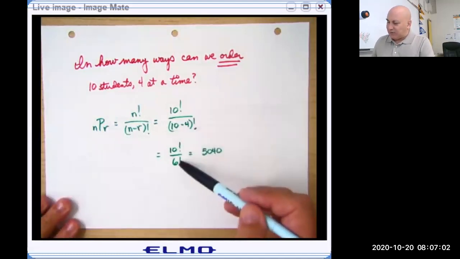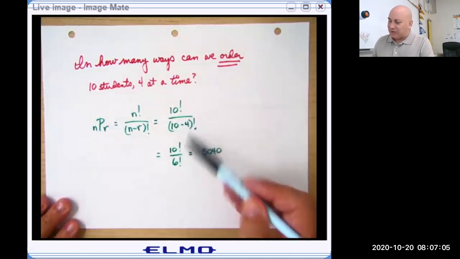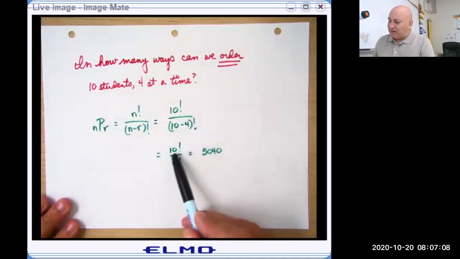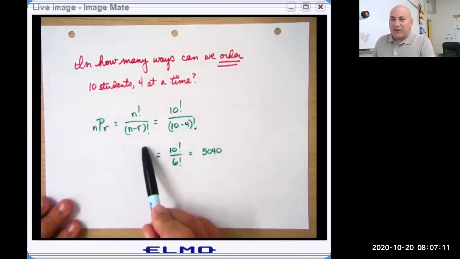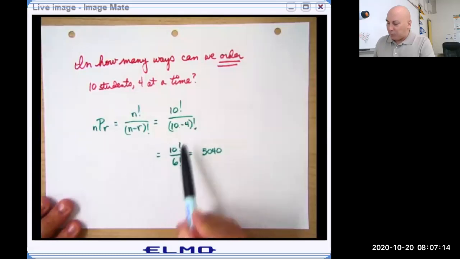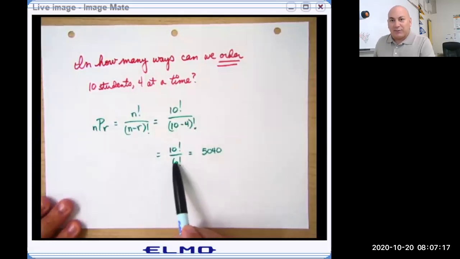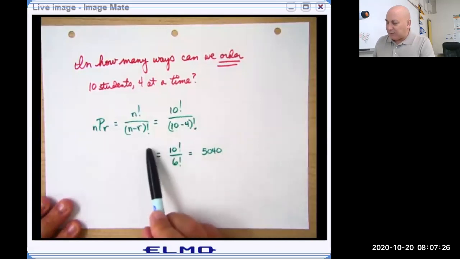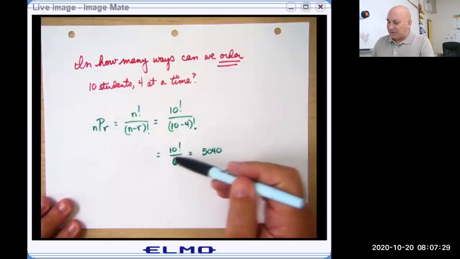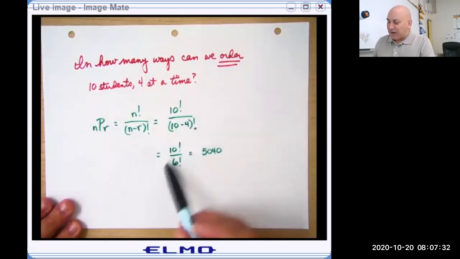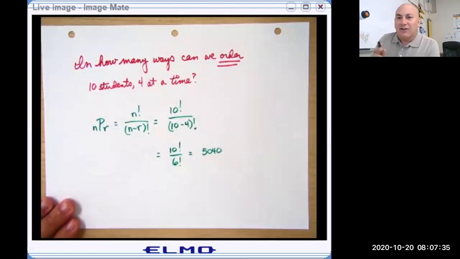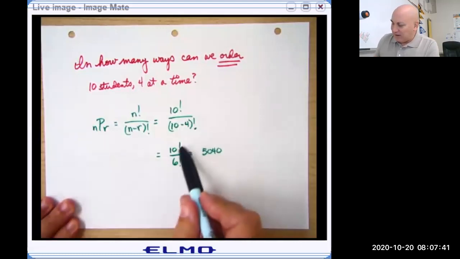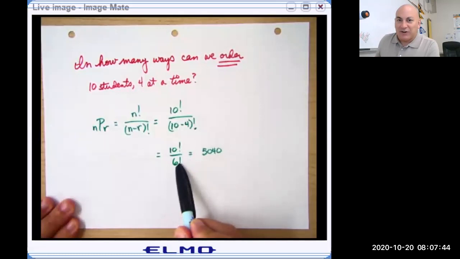10 minus 4 is 6, so this denominator is 6 factorial. And then 10 factorial is 10 times 9 times 8 times 7 times 6 times 5 times 4 times 3 times 2 times 1. 6 factorial is 6 times 5 times 4 times 3 times 2 times 1. So even if you don't have a factorial button on your calculator, you could simplify this to 10 times 9 times 8 times 7, because the 6 factorial cancels with the above. In fact, you could think of 10 factorial as 10 times 9 times 8 times 7 times 6 factorial, and then that cancels with the 6 factorial down here.